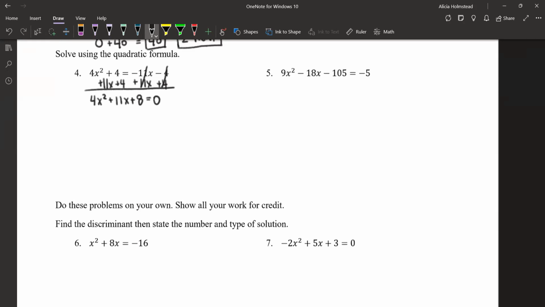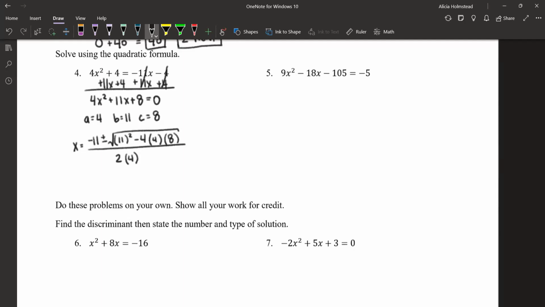Step 2 then is to identify a, b, and c. So a is 4, b is 11, and c is 8. Once we have those identified, we can plug them into our quadratic formula. So we'll have x equals -11 plus or minus the square root of 11 squared minus 4 times a, which is 4, times c, which is 8, all divided by 2 times a.